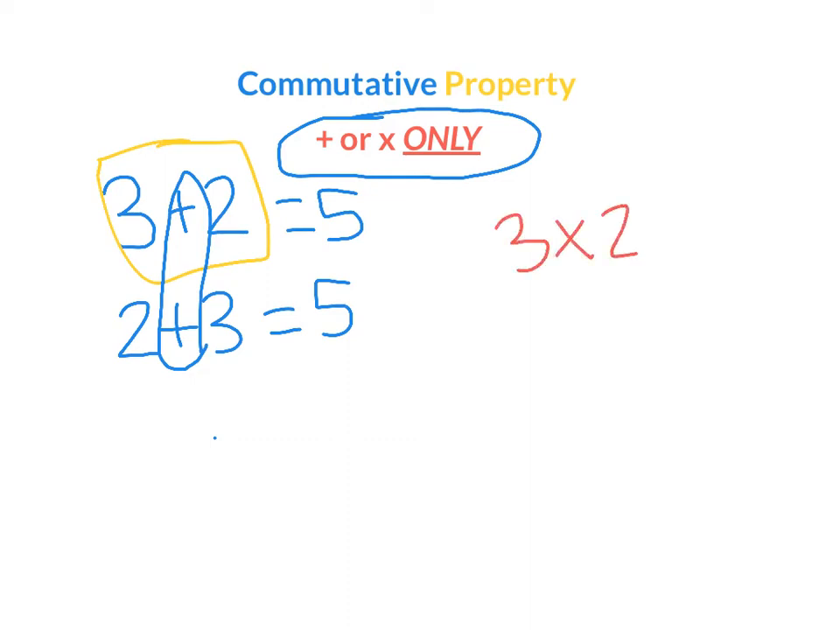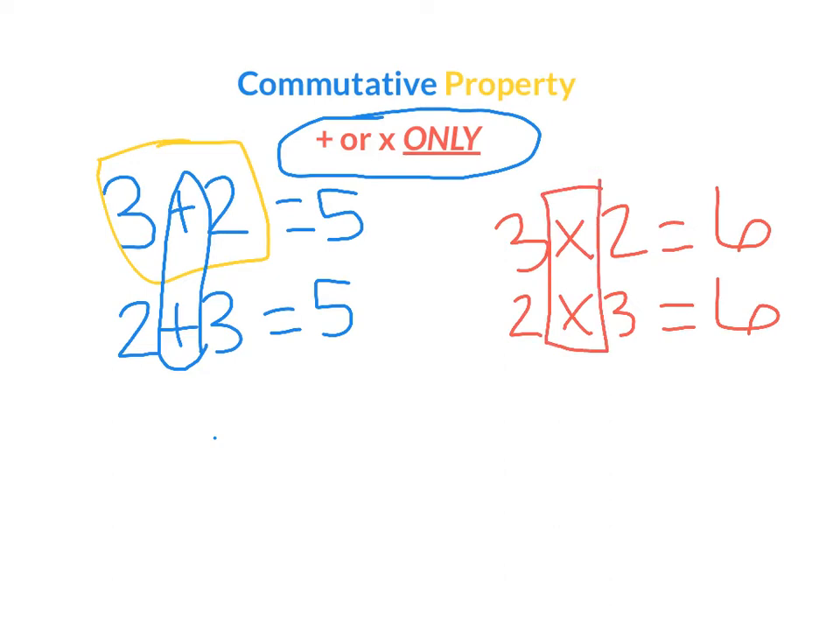The same thing can be said for a multiplication problem. If we say 3 times 2, we know that's 6. We can change the order that the numbers are written. 2 times 3, the answer will still be 6. We know this because it's a multiplication problem. Again, this only works for addition or multiplication.